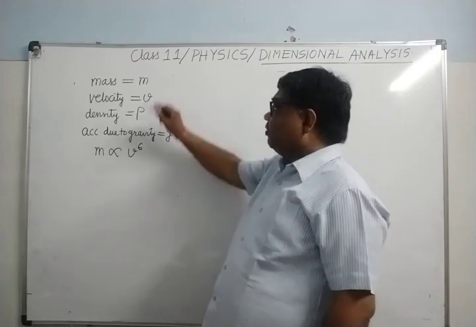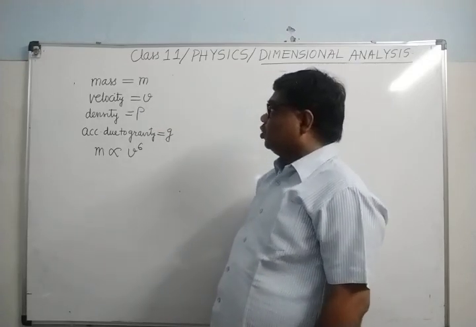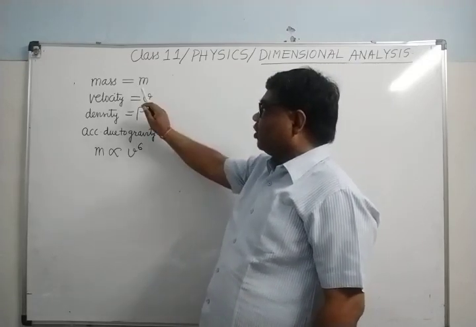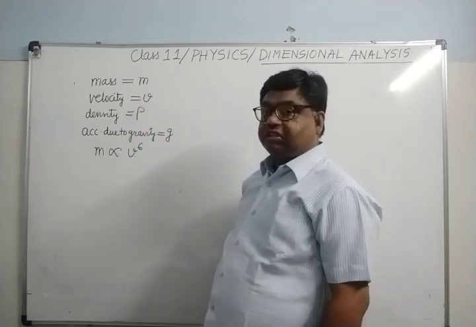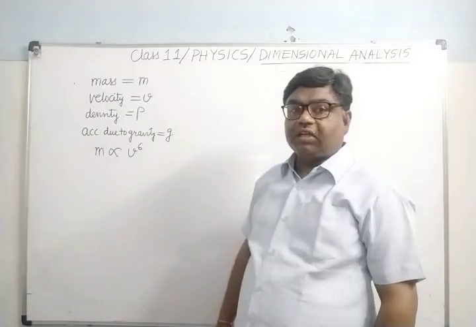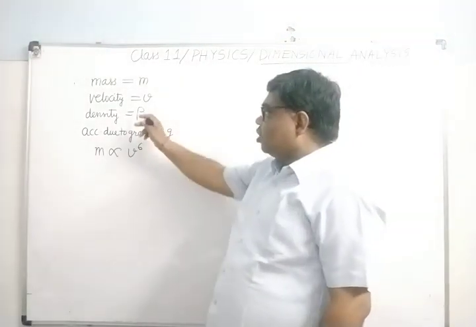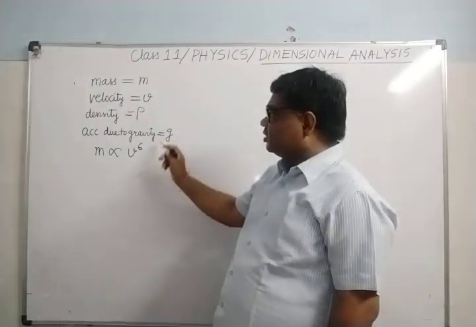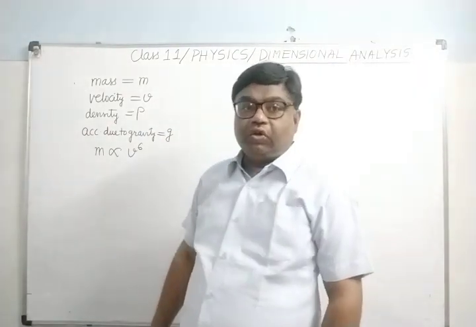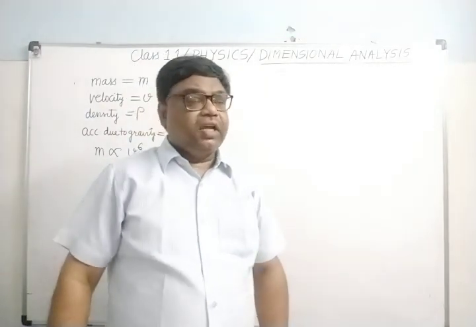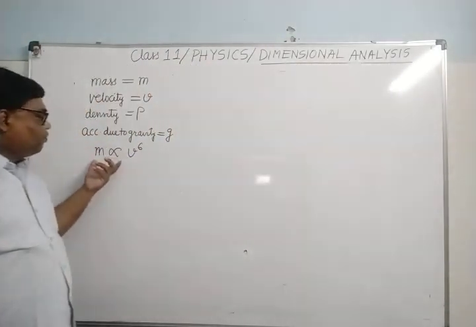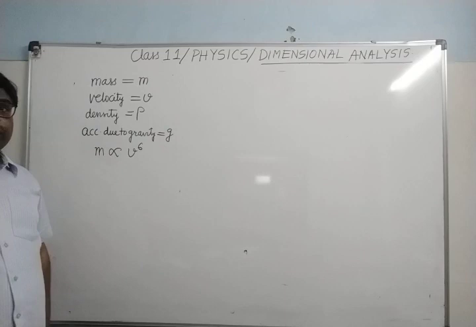So here it is given that the mass m of a flowing stone in a river depends upon the velocity v of flow of water, the density rho of the material of the stone, and acceleration due to gravity g. You have to derive the formula of m. Then from that formula we will find that it is proportional to v to the power 6.